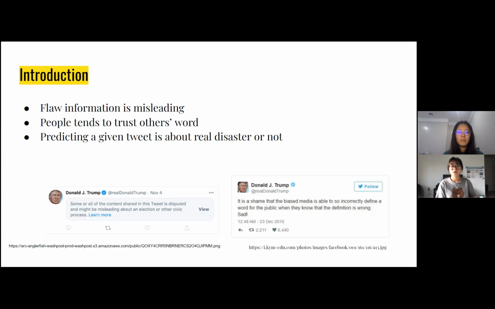The goal of our project is to implement some natural language processing models that predict whether a given tweet is about a real disaster or not. Social media companies like Facebook and Twitter have developed similar algorithms to keep track of what people are posting on their pages. And we wanted to apply what we have learned in this class to some real life situations.